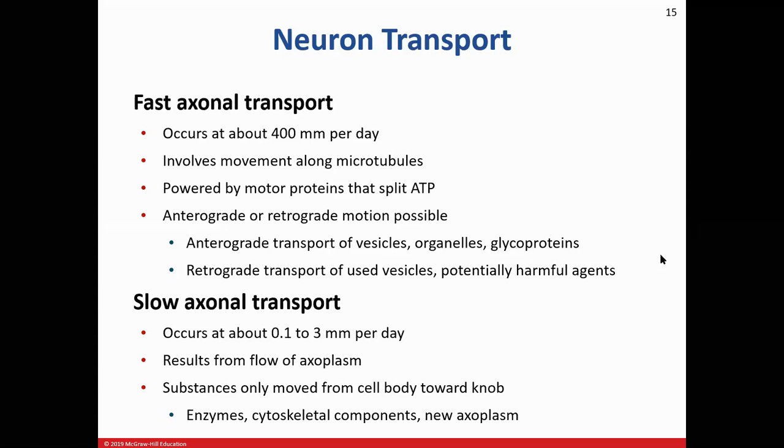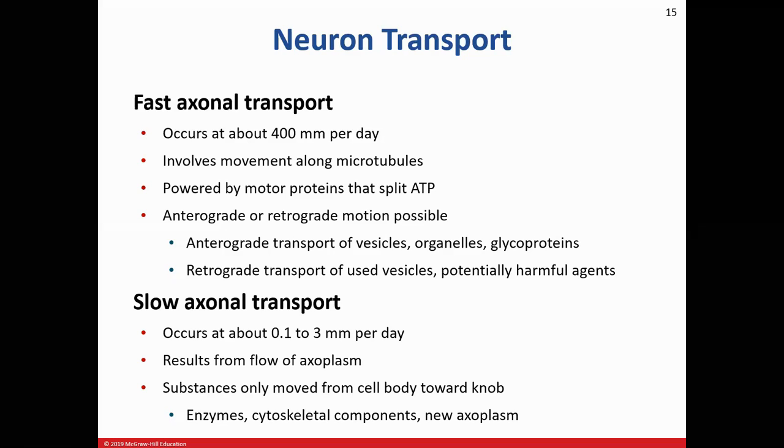If we look at anterograde transport, we're really looking at things like vesicles, organelles, and glycoproteins. And when we look at retrograde transport, we're really looking at used vesicles, potentially harmful agents, things that basically need broken down. So retrograde is more stuff that's bad and negative. Anterograde is things that the body and cell need.